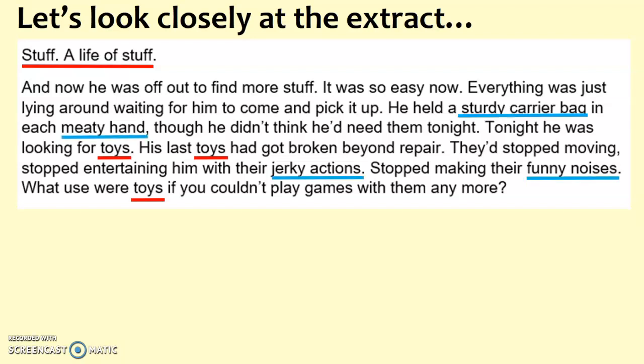Then I also came up with these adjectives and descriptions we've got here as well, like the funny noises, a sturdy carry bag, this meaty hand that he has. Something strikes me as not being quite right by choosing that word meaty. And also these jerky actions that the toys are doing. All of this just adds up to make this whole piece not feel quite right to me. And then of course you end with a rhetorical question, making the reader consider the answer they might give. I think if you're able to find 3 things about that little extract they give you for question 2, that small part of the much bigger extract, 3 things gives you enough to write about.